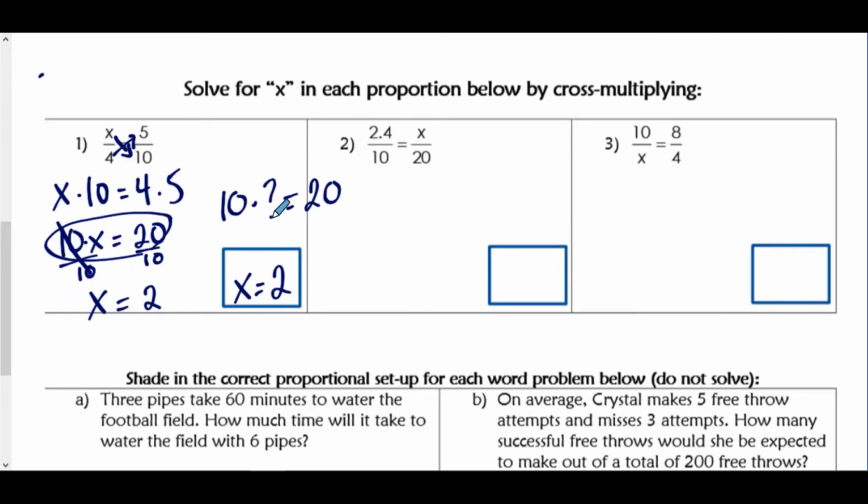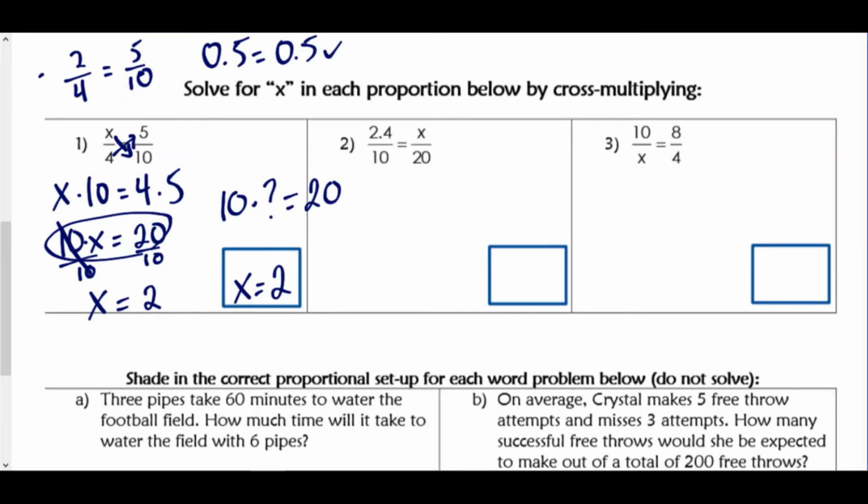Remember, you can always check these by just plugging the value back in. 2 over 4, I'm taking that value and putting it in place of x. 2 over 4 is the same as 5 over 10. And that's true, those are both 1/2. If I think about that as a decimal, that's 0.5. If I think about this as a decimal, that is also 0.5. So you can always check to make sure that your answer actually makes sense.